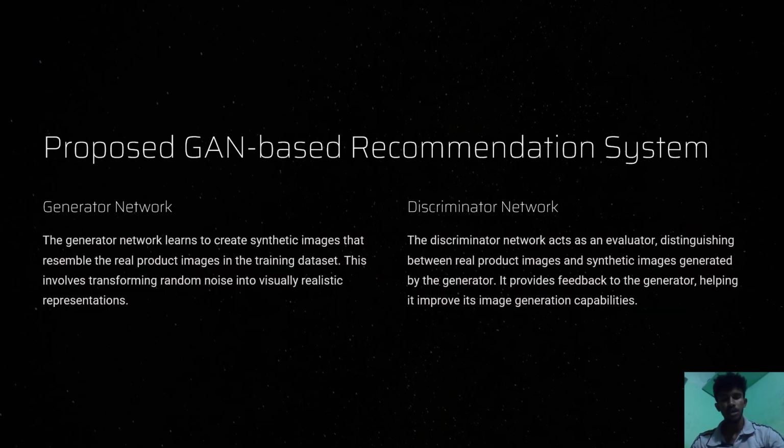Now the proposed GAN-based recommendation system has a generator network and a discriminator network. The generator network learns to create synthetic images that resemble the real product images in the training dataset. The discriminator network acts as an evaluator that distinguishes between the real product images and the synthetic images generated by the generator.